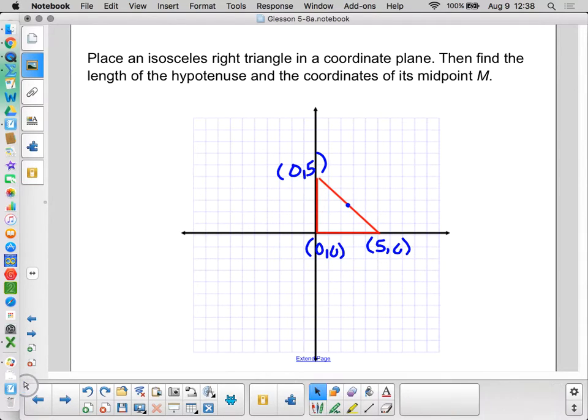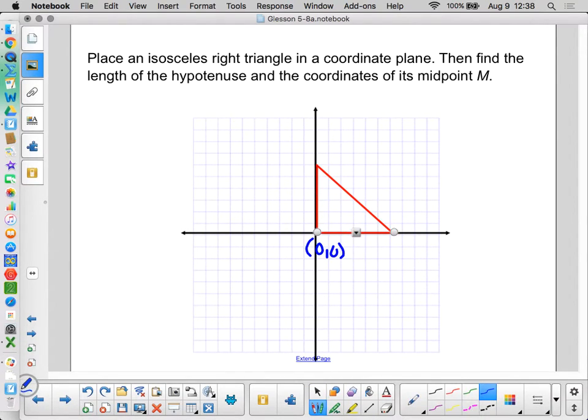What could I have done maybe to make this easier if I need to find a midpoint? How could I have made this a little nicer? Maybe if I'd have gone out to an even number, because even numbers divide evenly by 2 and I'm looking for a midpoint. And where's that midpoint going to be right now? It's going to be right there at 3, 3, because this is 6, 0, and this is 0, 6.